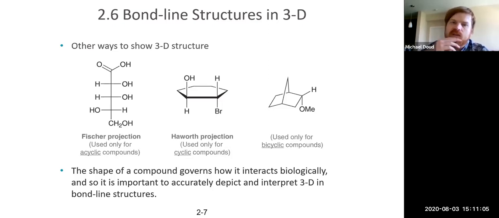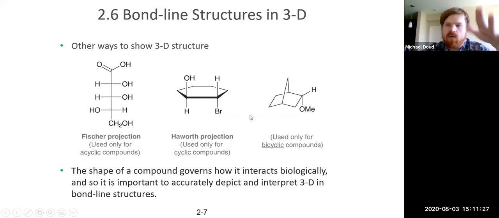There's a few other ways that we can do these 3-dimensional structures, including the Fischer projection, the Haworth, and then we have a bicyclic structure that we'll talk about as well. The Fischer projection we'll get to when we talk about, I believe, saccharides in the future. So just keep that in mind. These are really important for biological compounds. Okay, so that covers that. Again, get some practice on the formal charges and with the 3-dimensional drawings, and I'll see you on the next lecture.